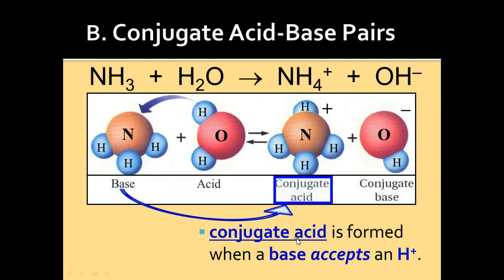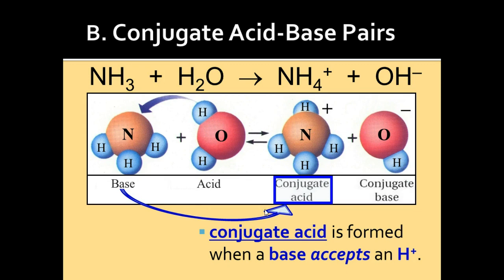So a conjugate acid is formed when a base accepts a hydrogen, and because it's ready to give it away, it turns into an acid. It's a conjugate acid because it originally was a base. So just remember, bases and conjugate acids go together, while acids and conjugate bases go together. And always think about it in terms of protons.